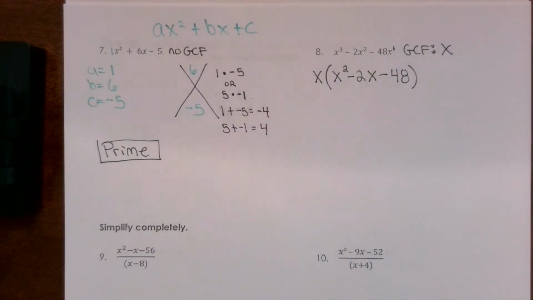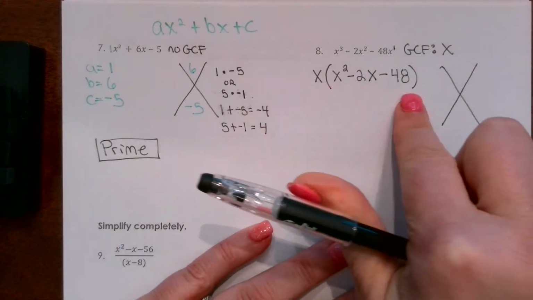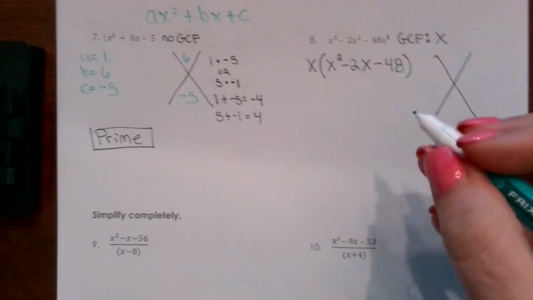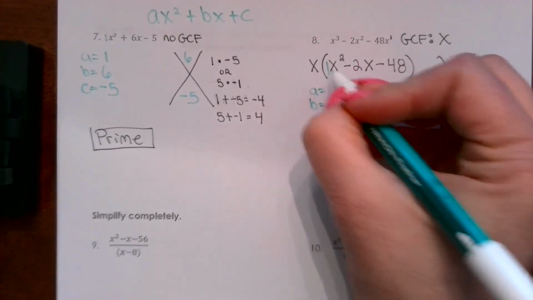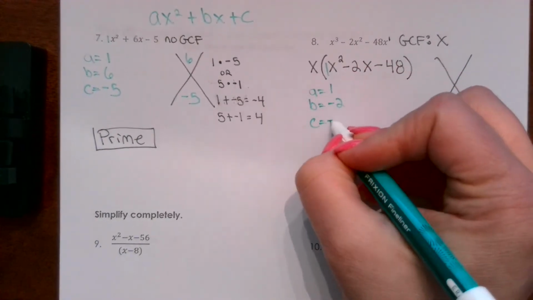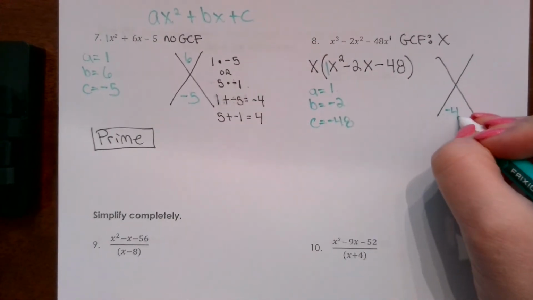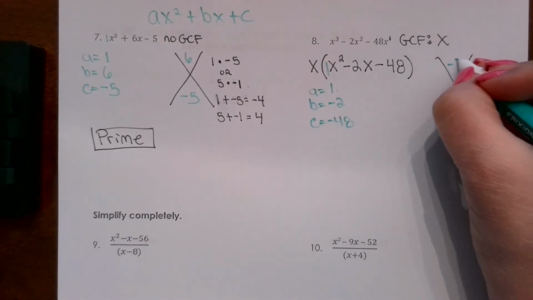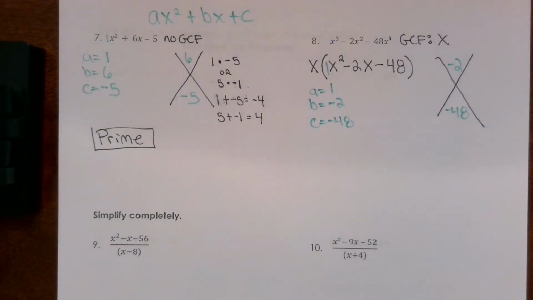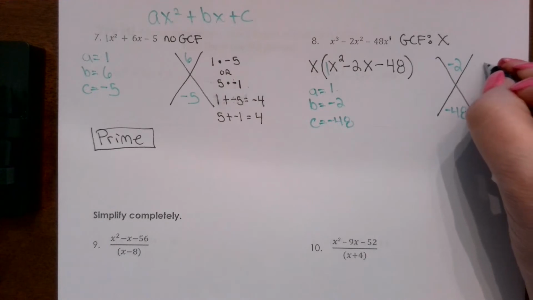So now I have removed that variable GCF, and I'm going to see if I can factor this trinomial further. So let's identify A, B, and C. A is 1, B is negative 2, and C is negative 48. A times C, 1 times negative 48 is negative 48, and B is negative 2. So now I want to think about factors of 48 that will add to negative 2.